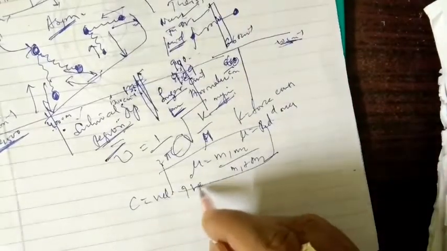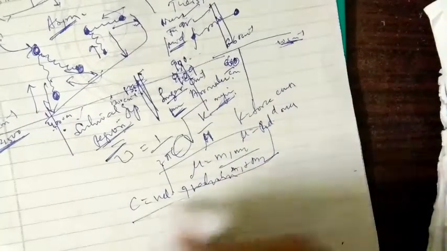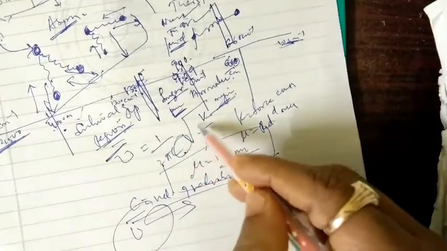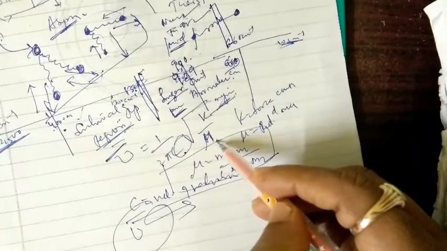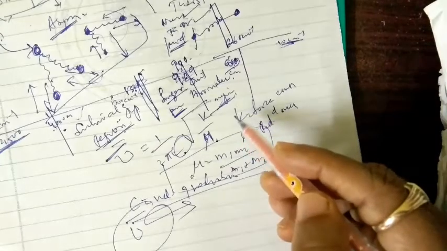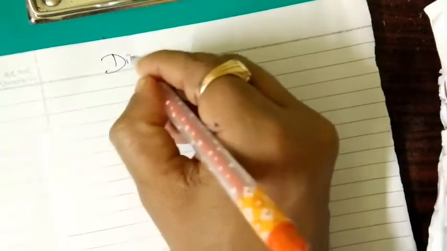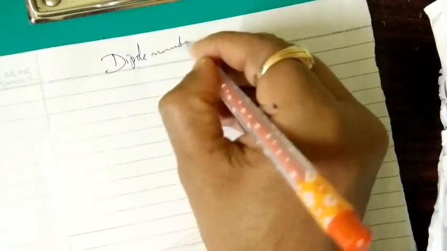And what is this c? C is the velocity of the radiation. So the wave number can be calculated by 1 by 2 pi c into root of k by mu, where k is the force constant and mu is the reduced mass. And the main thing here is the absorption of the IR radiations, which changes the dipole moment. This is very much important: it must change the dipole moment of the molecule.